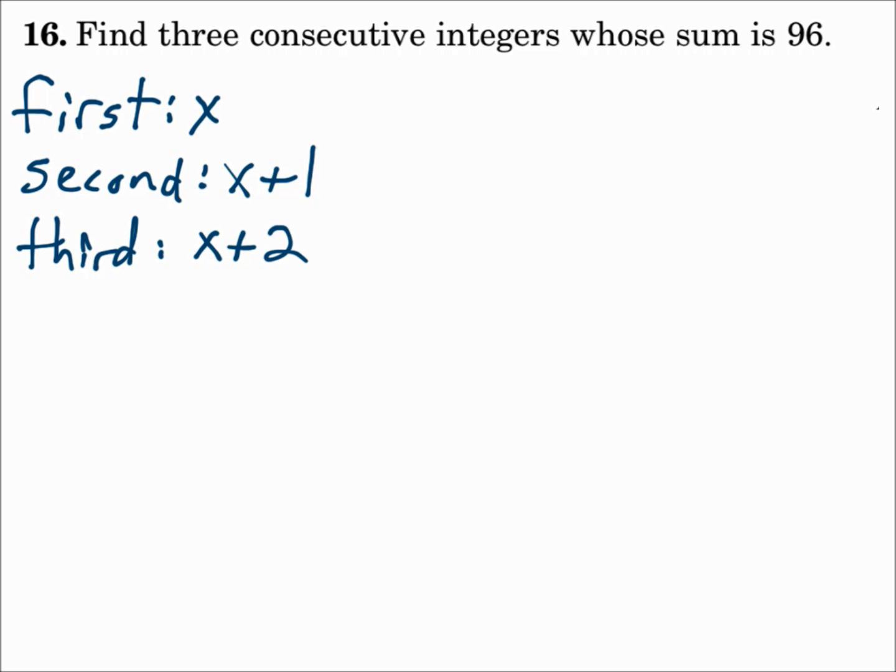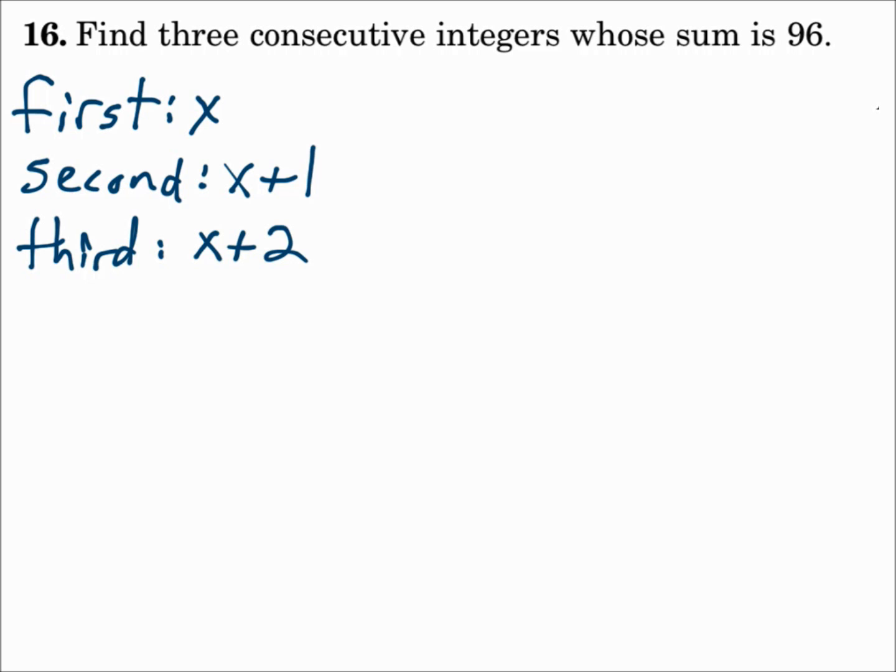This is how you set up consecutive integers. The first one is x, the second one is x plus 1, the third is x plus 2. If you had a fourth, it would be x plus 3. A fifth would be x plus 4, and so on.